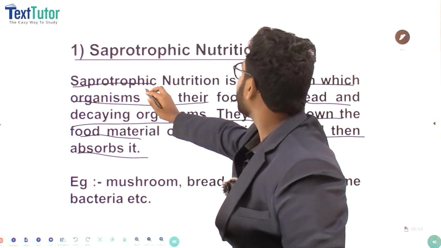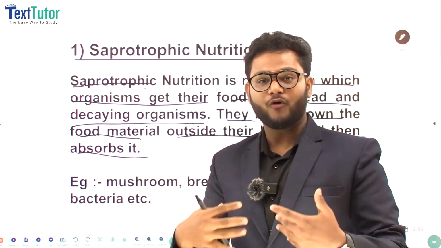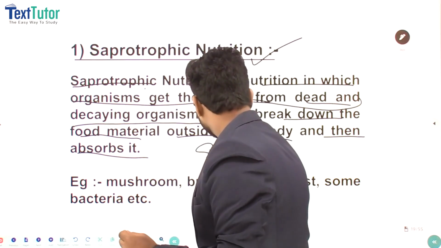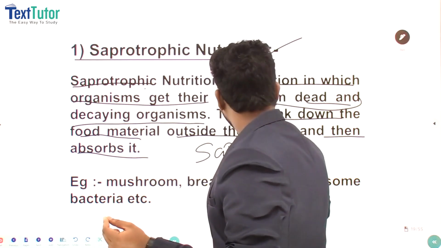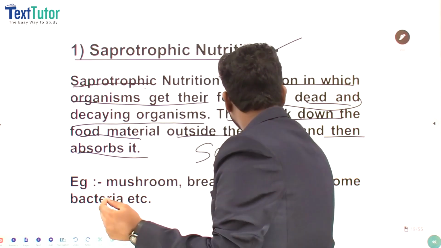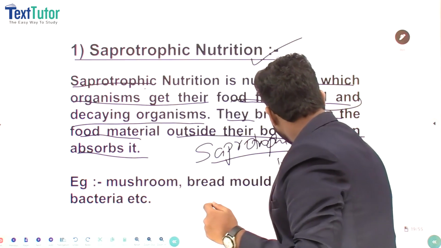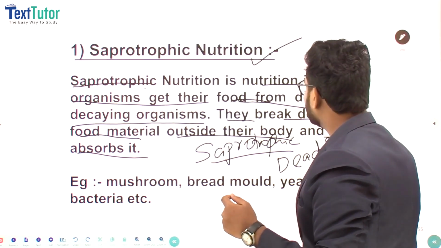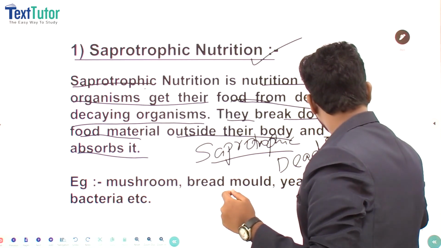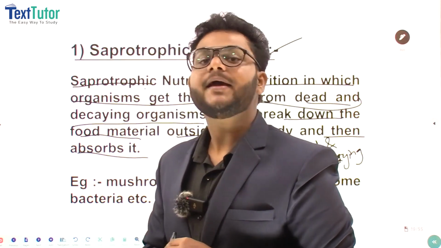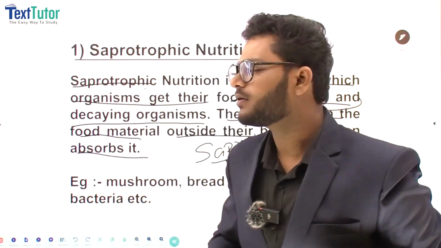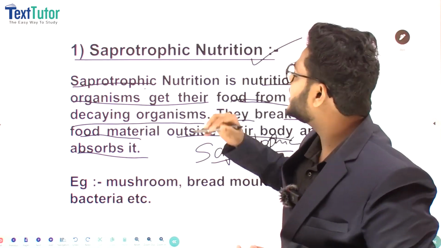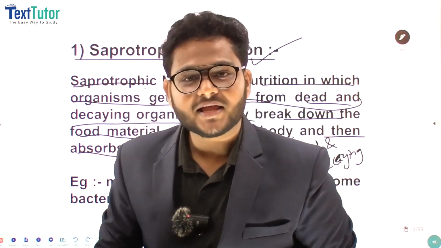Let's see. Saprotrophic nutrition is a nutrition in which organisms get their food from dead and decaying organisms. When we hear saprotrophic, the first thing that should come to mind is dead and decaying. These terms are highly important; you need to keep them in your mind. So they are getting food from dead and decaying organisms.